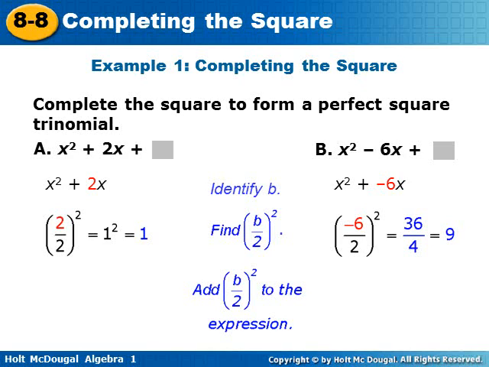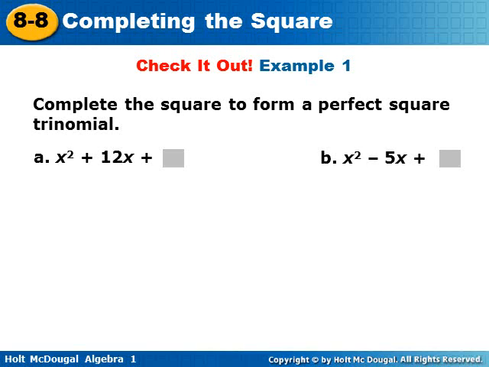Now we're going to add the b divided by 2 squared to the expression. So for a it was 1, and for b it was 9. So for a we get x squared plus 2x plus 1 as our perfect square trinomial, and for b we get x squared minus 6x plus 9 as our perfect square trinomial.